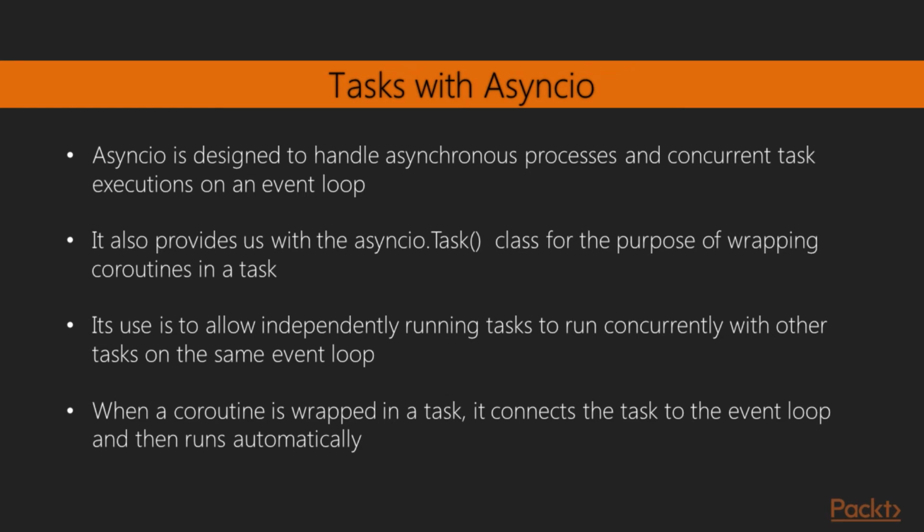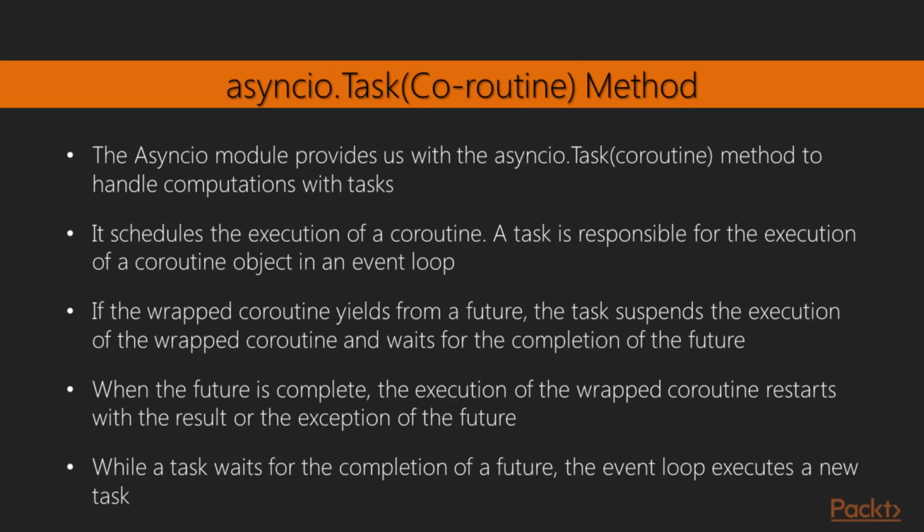When a coroutine is wrapped in a task, it connects the task to the event loop and then runs automatically when the loop is started, thus providing a mechanism to automatically drive the coroutine. The Asyncio module provides us with the Asyncio.Task coroutine method to handle computations with tasks. It schedules the execution of a coroutine. A task is responsible for the execution of a coroutine object in an event loop. If the wrapped coroutine yields from a future, the task suspends the execution of the wrapped coroutine and waits for the completion of the future.